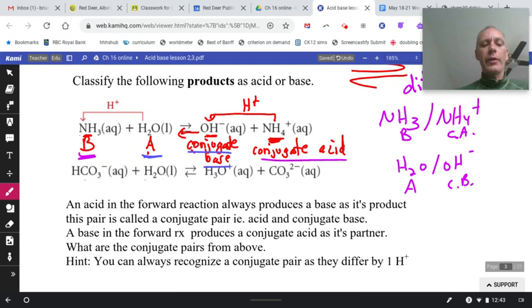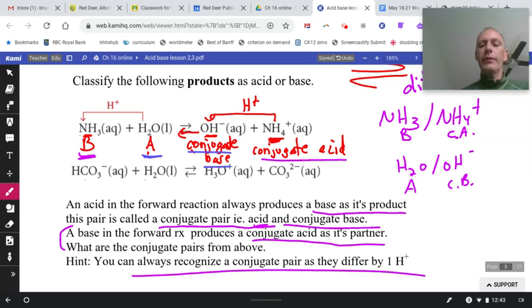Okay, what have we got going on here? An acid in the forward reaction always produces a base as its product, and the pair is called a conjugate pair. So acid and conjugate base, which we just did. And same thing, a base in the forward reaction produces a conjugate acid as its partner. We've already talked about all of that too. So we are good to go. Everybody happy? Bronsted-Lowry theory, pretty easy.